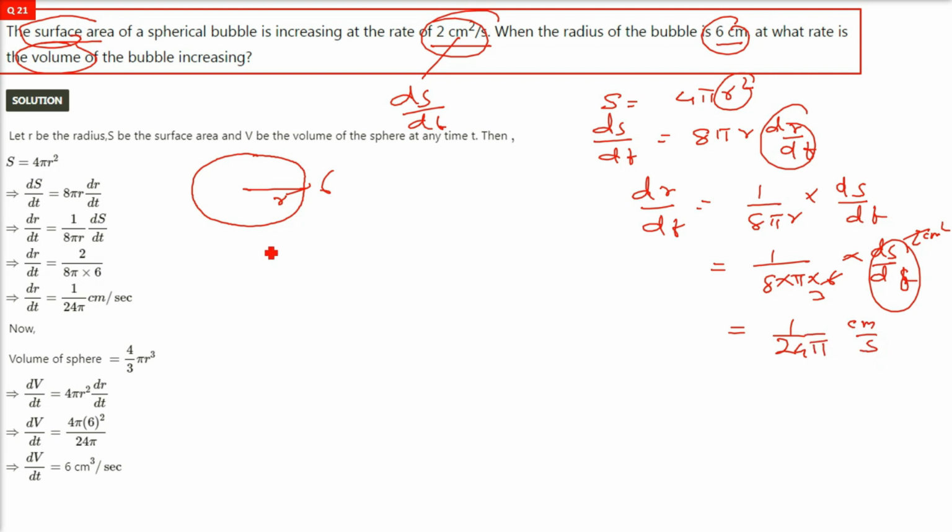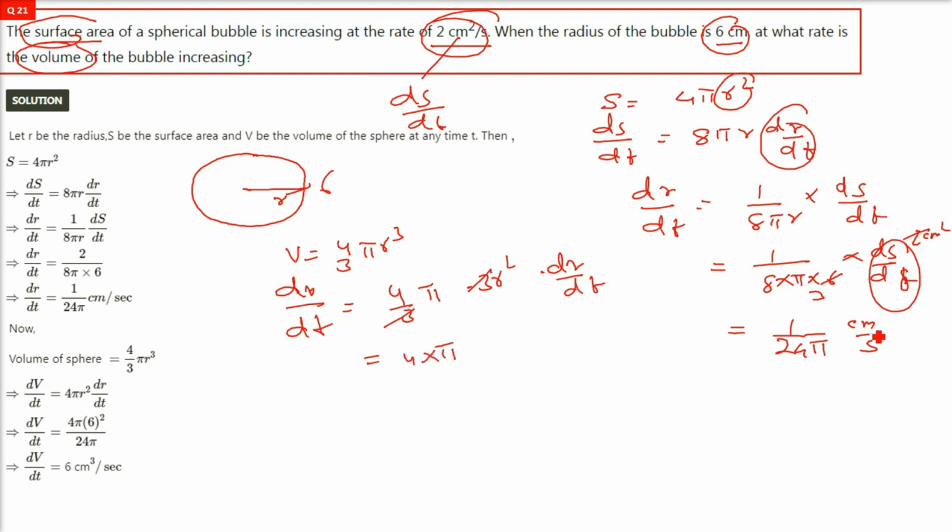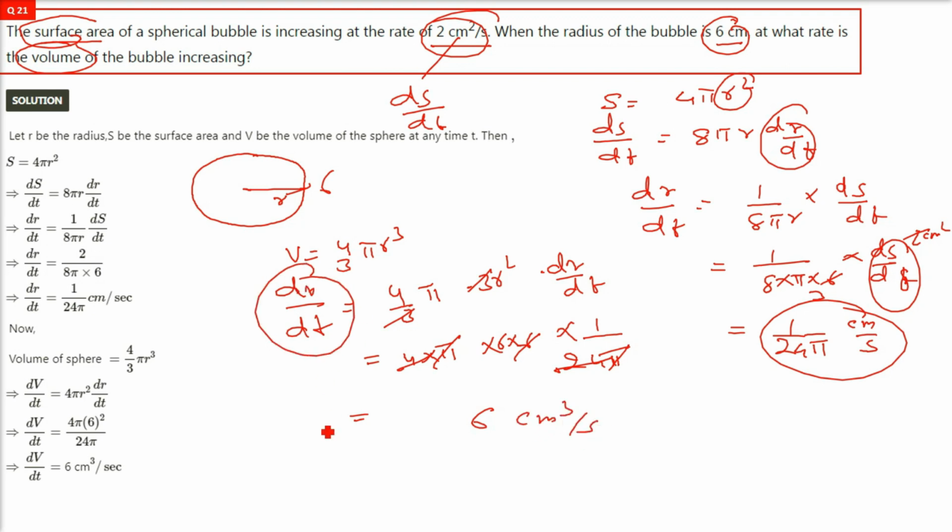Now the second part is volume. Volume is 4 by 3 pi r cube. Now what is the rate of volume of the bubble increasing? So volume is dv by dt. It's 4 by 3 pi 3r square, and then dr by dt, and again dr by dt is known to us. Radius is also known to us. So dr by dt is just computed, 1 by 24 pi, and at 6 centimeter radius is already given, 6 into 6. So you can cancel this. 6 4s are 24, 4 gets cancelled. You are left only with 6 centimeter cube per second. This is dv by dt, rate of change of volume.